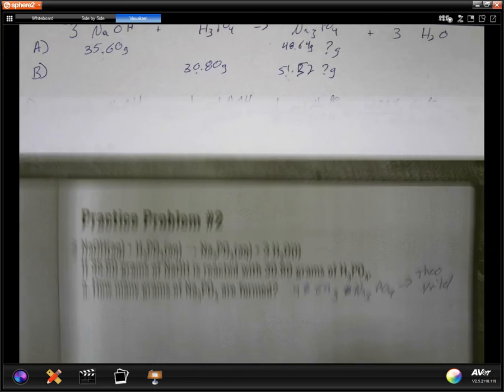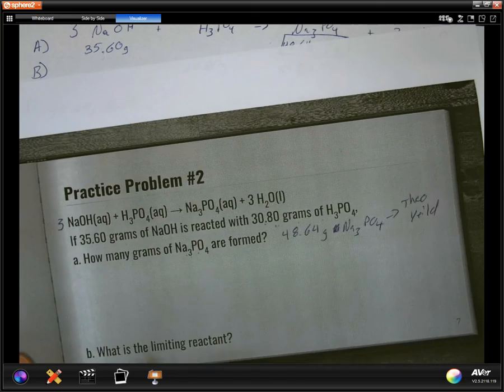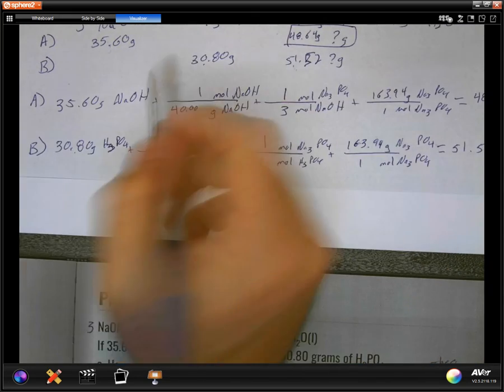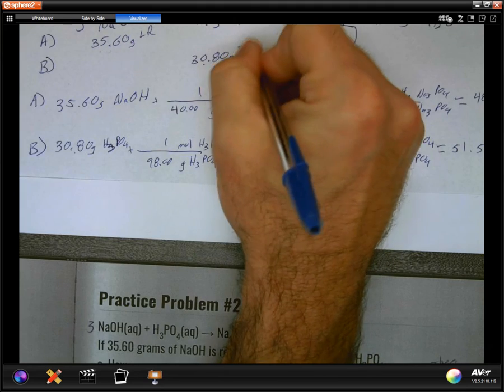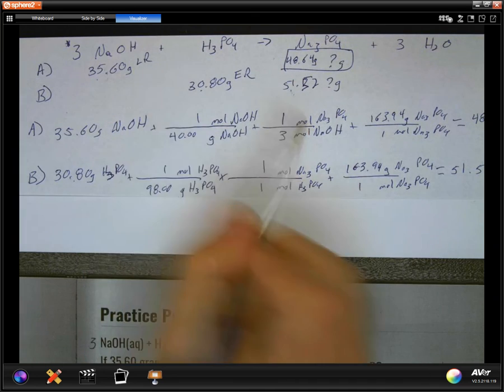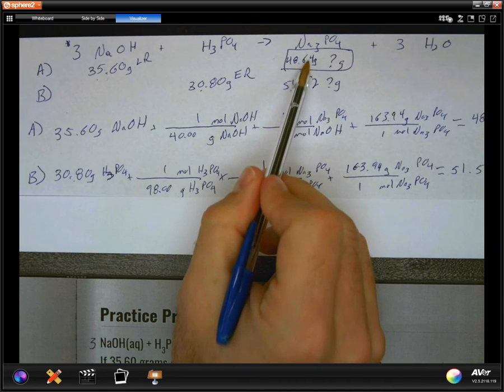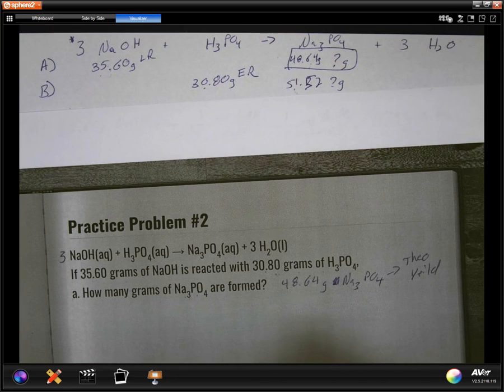And now the question is, who is your limiting reactant? Well, this is going to be my limiting reactant. This is going to be my excess reactant. Why is this my limiting reactant? Because it predicts making less. It determines how much product we would make. So again, I would answer the question as sodium hydroxide.